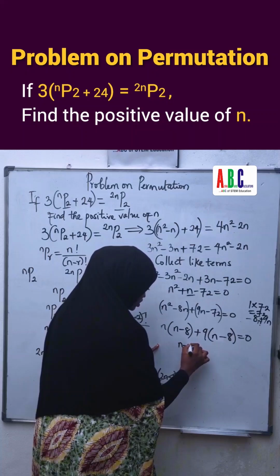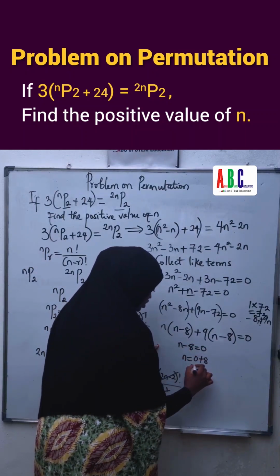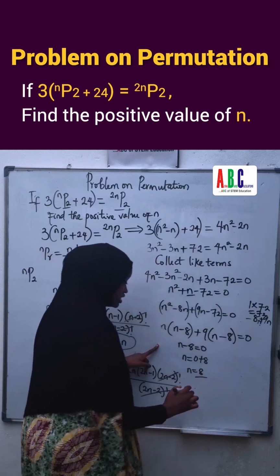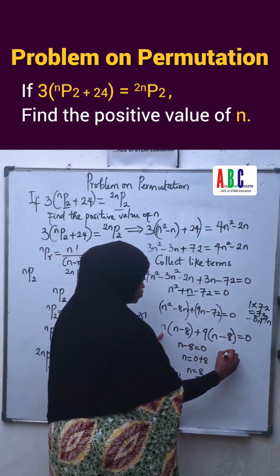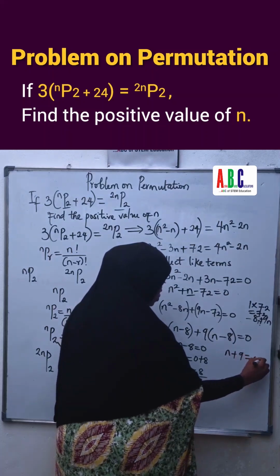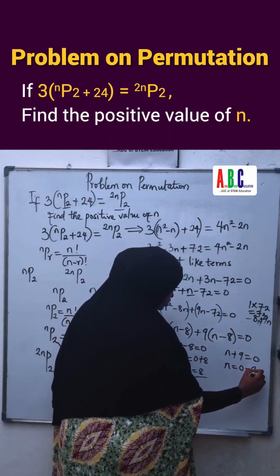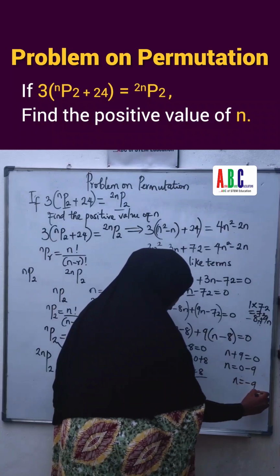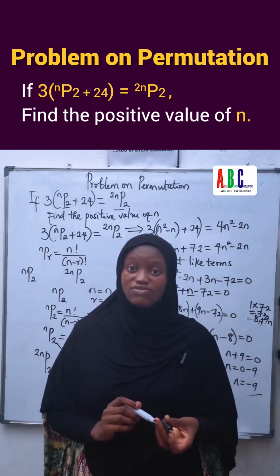So we have n minus 8 equals 0. So that means n is equal to 0 plus 8. So n is equal to 8. So this is the first answer we have. Then the next one, we pick the factors outside the brackets, which is n plus 9 also equal to 0. So this means n is equal to 0 minus 9, where n is equal to negative 9. So we have two answers here: n equals 8 and n equals negative 9.